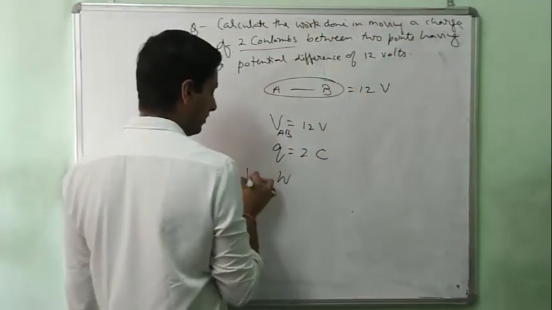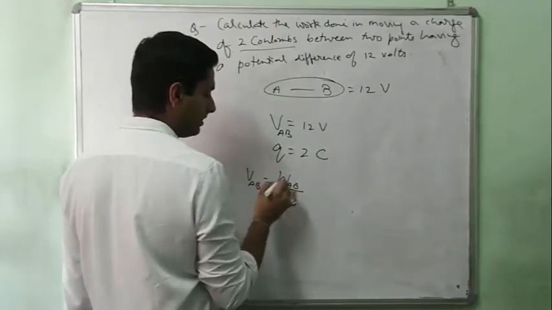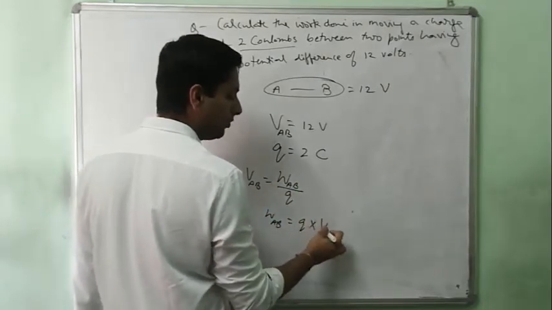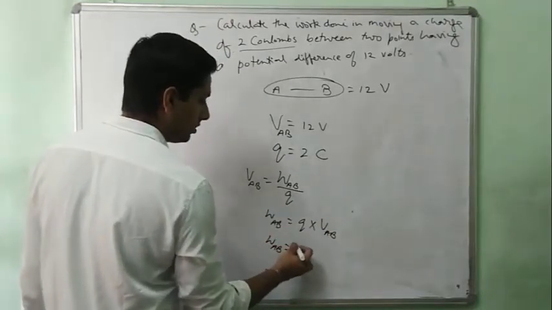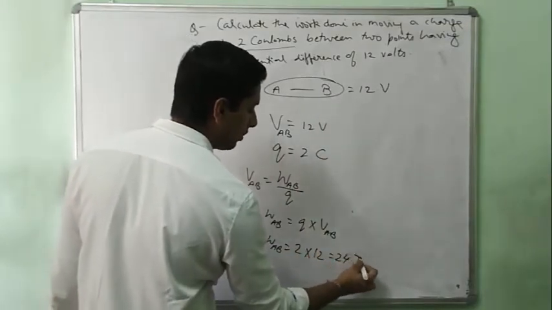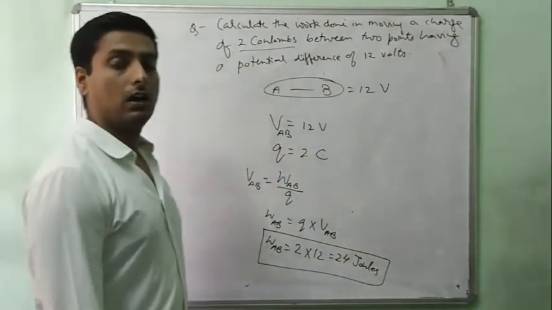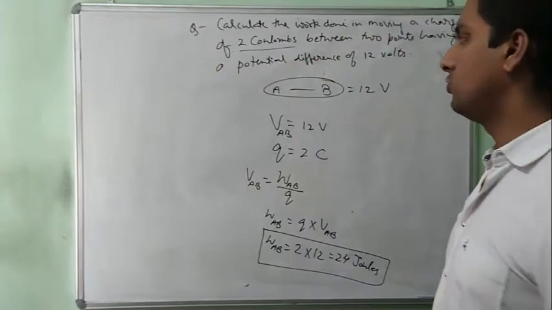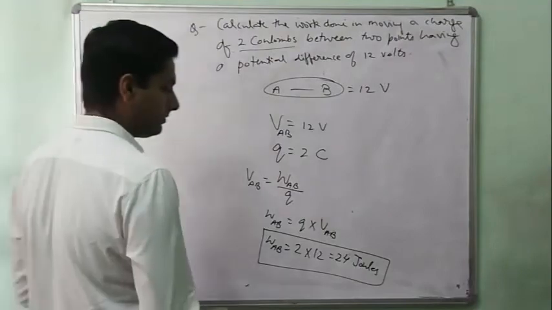The formula is VAB is equal to work done across AB divided by Q, and this work done across A to B, that is between 2 points, can be calculated as Q into voltage, that is potential difference across AB. This can be written as 2 into 12 volts, so that becomes 24 joules. So the energy spent in carrying a 2 coulomb charge between 2 points having a potential difference of 12 volts will be equal to 24 joules. Okay?